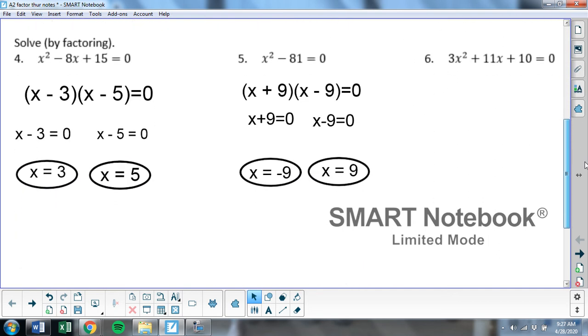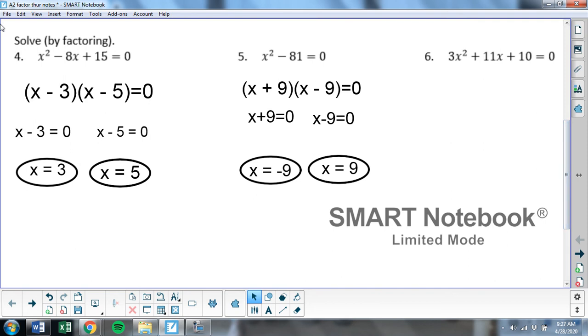So let's look at number 6. Factor and then solve. So first, we have a 0 on one side. That's what we want. We want to factor this left side. So is this a perfect cube? Nope, not a perfect square. So we're just thinking something like this.